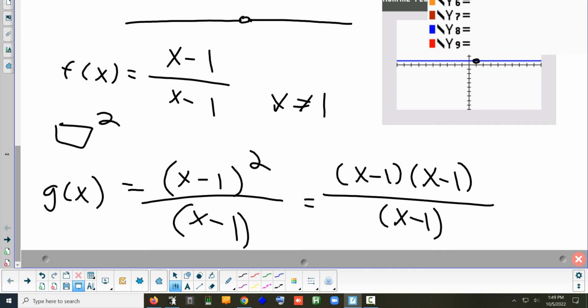How about Tony? What do you think? A hole or an asymptote? Hole. Right, it's a hole. There's nothing to figure out there. If you have a common factor, it's a hole. If you don't, it's an asymptote. It's one or the other. So in this case, you would have a hole.